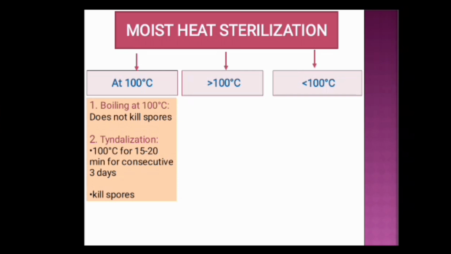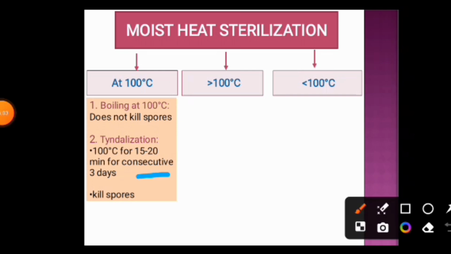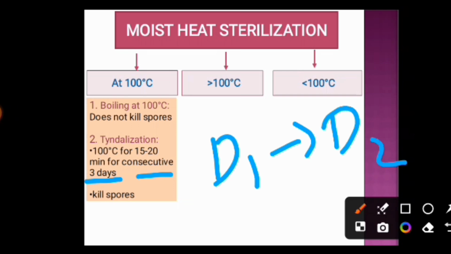Boiling at 100 degrees centigrade does not kill the spores, whereas the tyndallization procedure, which is a 3-day procedure, that is day 1 followed by day 2 followed by day 3. The temperature is 100 degrees centigrade for 15 to 20 minutes for consecutive 3 days. This tyndallization procedure kills the spores. So the principle behind this tyndallization procedure is that the first heating will kill all the vegetative forms but not the spores.